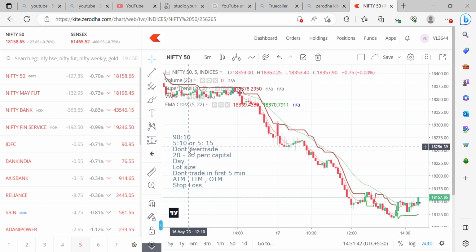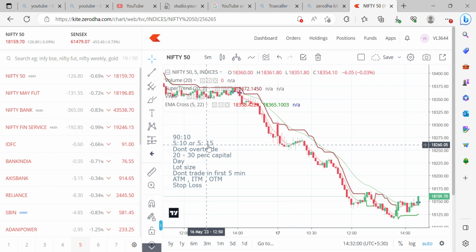Next is 5 is to 10 or 5 is to 50. Means whenever you think to trade according to your technical analysis or according to your indicator, whenever you see, yeah, there is the opportunity to be in trade, yeah, trade ban raha hai. So don't think about the target, what target I will get. Think about the stop loss, right?